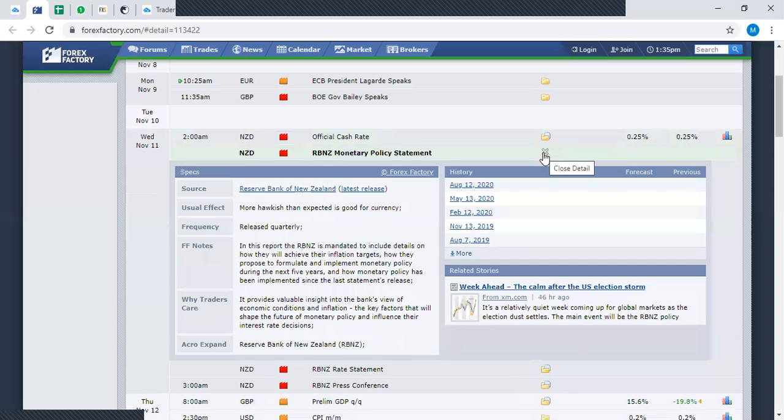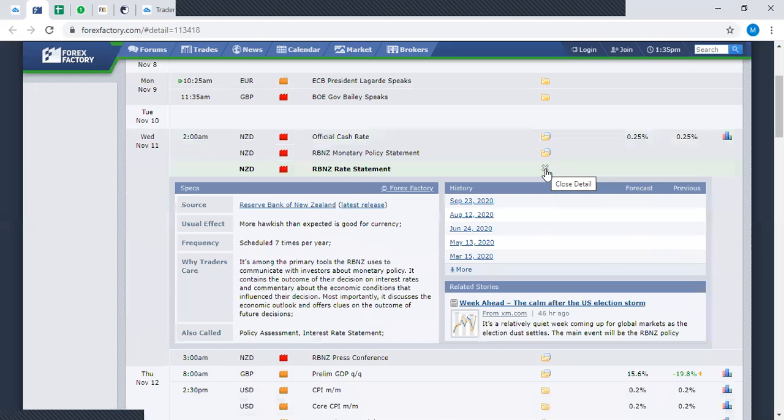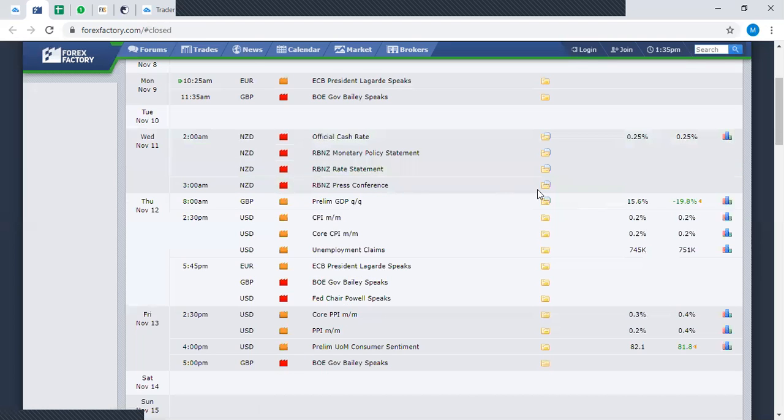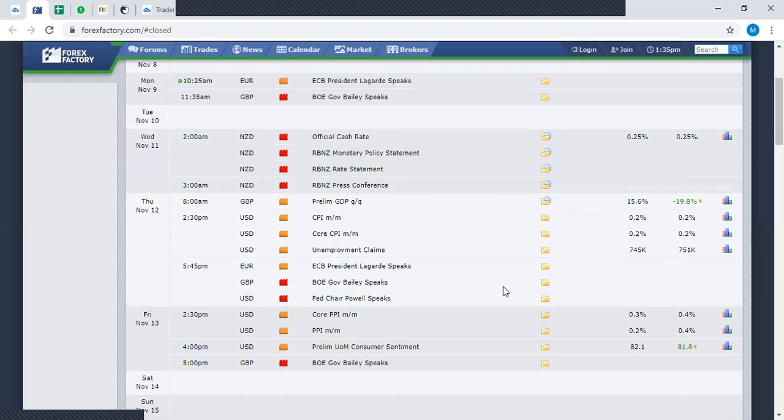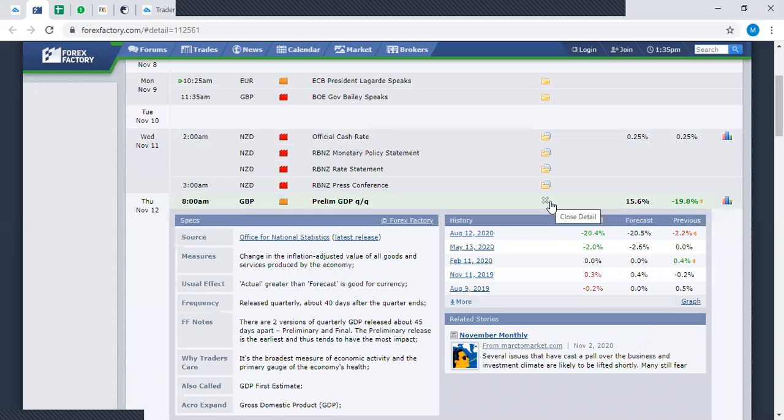So the RBNZ monetary policy statement. This is a statement that the Reserve Bank of New Zealand released. If it is more hawkish than expected, it's good for the currency. So the rate statement more hawkish than expected is good for currency. Press conference more hawkish than expected is good for the currency. You can see here this is prelim GDP. The prelim GDP actual growth over forecast will be good for the currency. They are saying 16.6%, which is actually higher than the previous. Previous is minus 19, so it's higher than the previous.